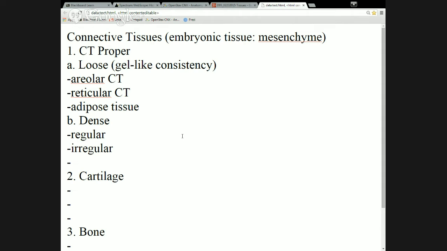The third type is kind of like regular, but it has a lot of another type of fiber in it besides the collagen. It has a lot of elastic fibers in it. So that means that it can stretch out and then sort of snap back to its original shape. Now, a good example of where we find this tissue is in the lungs.